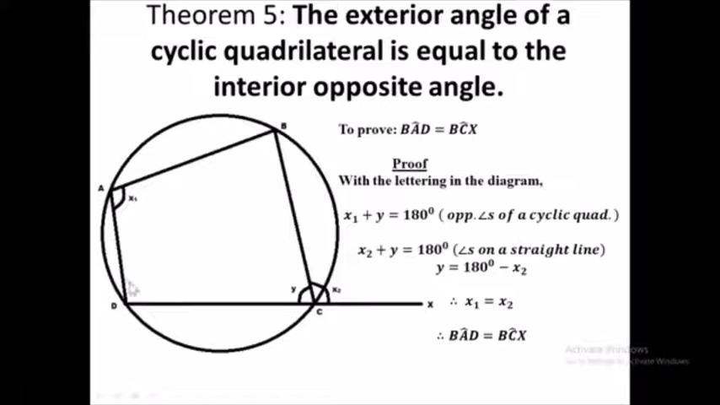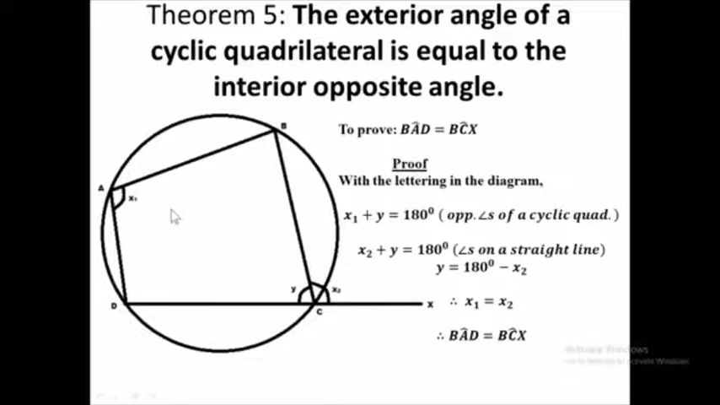This is a cyclic quadrilateral right now. We have a four-sided shape inside this circle, but this line now is extended out here. That made this angle x2 an exterior angle of this cyclic quadrilateral. Exterior angles are angles outside the plane shape, while interior angles are angles inside the plane shape. This angle here is interior, this is interior, this y is interior, but x2 is exterior. You have to prove that this x2 is equal to x1, the opposite interior angle.